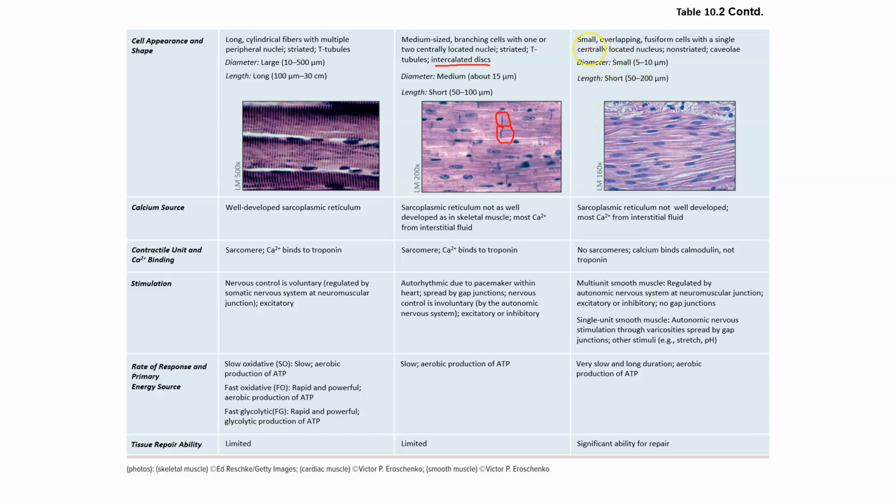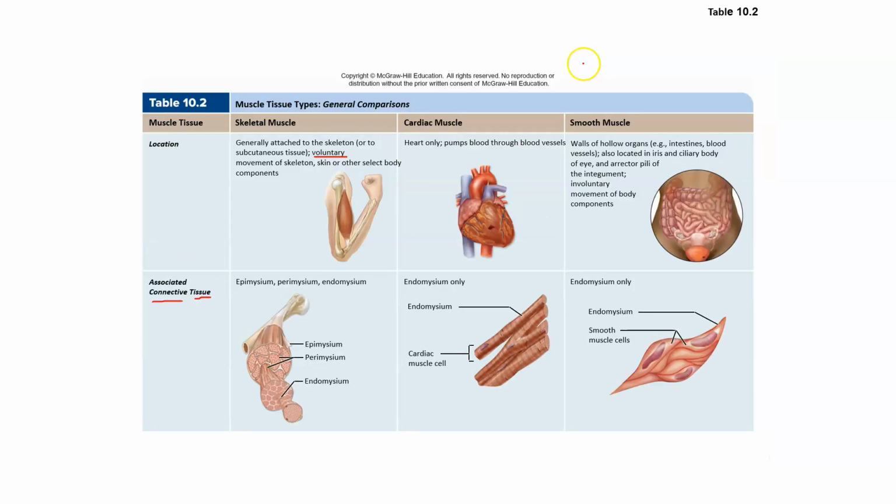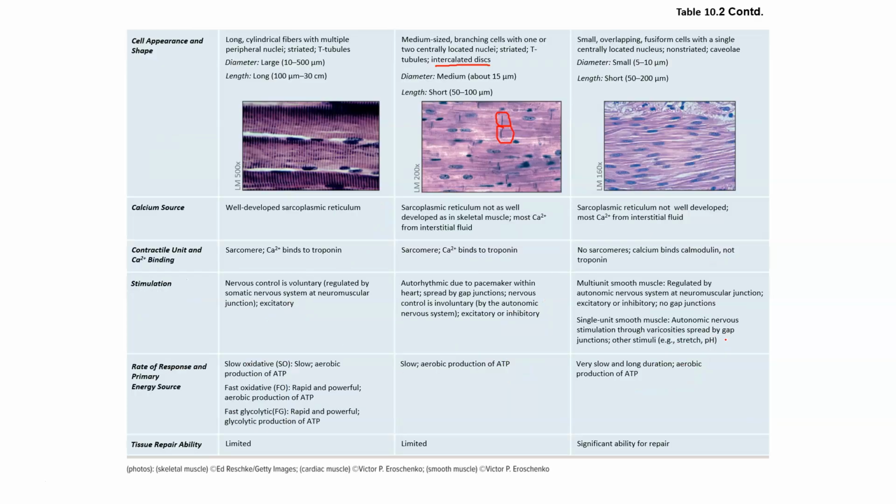Down here in smooth muscles, you have overlapping small, what are called fusiform cells. Fusiform is that shape, right? It's skinny at one end, bigger in the middle, skinny at the other end. That's called a fusiform shape. You can think of it as a football shape if you like. So that's what that means. They are single cells. They are not connected together. They're not multinucleated. Centrally located nucleus, not striated. Okay? Not striated.